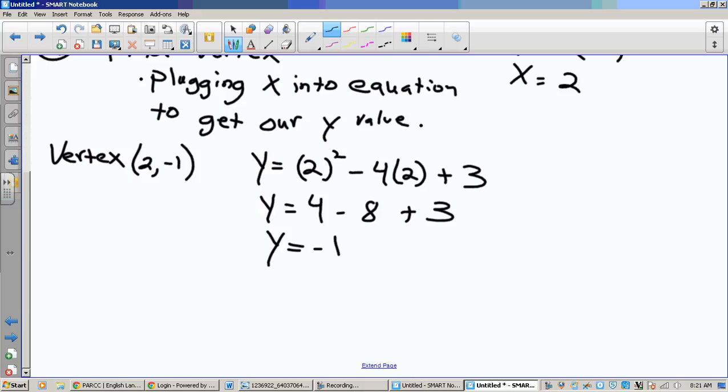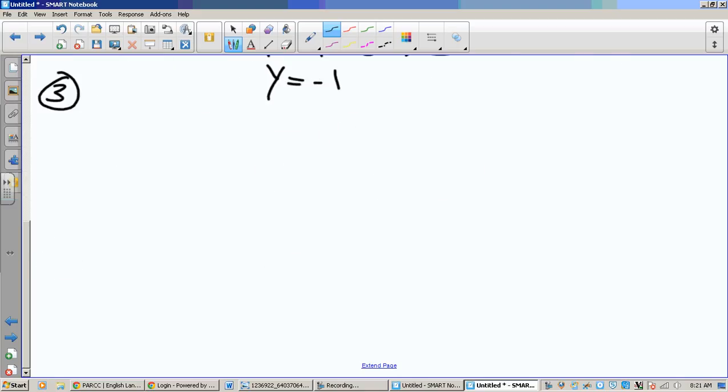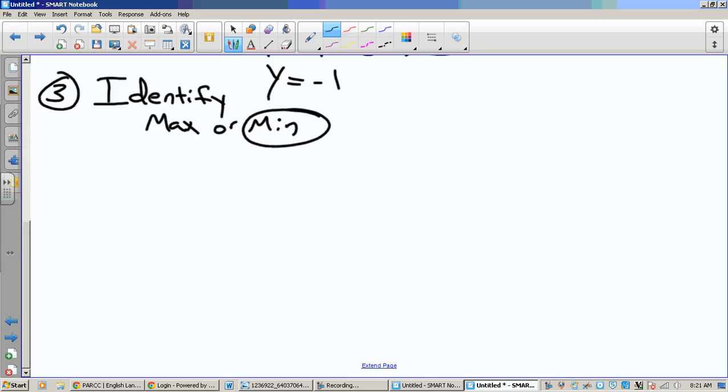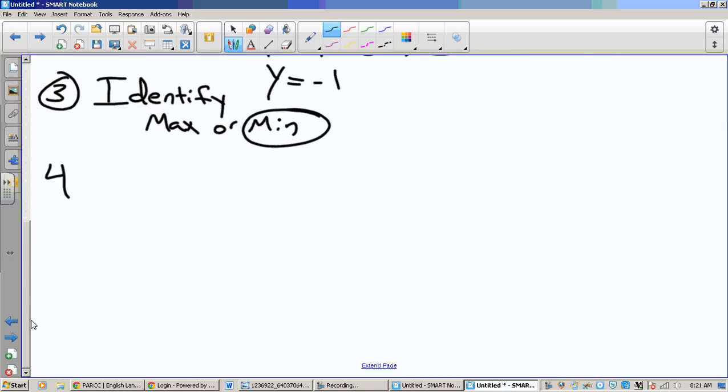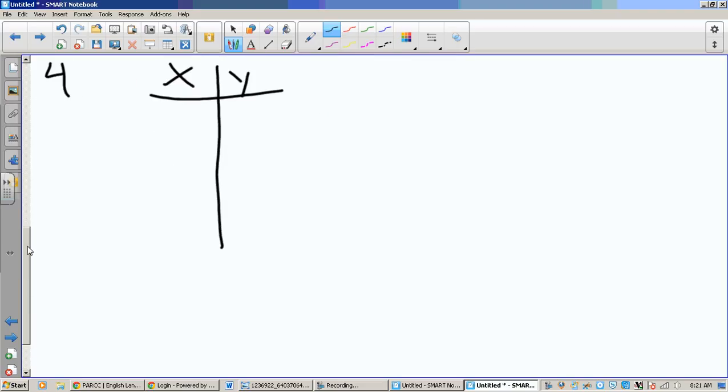Now, I'll just say identify. The only reason you need to do this is it's math sense to ask, is my table of values following what I set up here? And it only takes a second. Max or min. In this case, I'm circling min because it's a minimum. So our vertex then is 2, -1. So we're going to take our x and our y, and put our vertex in the middle here. So we got 2, -1.